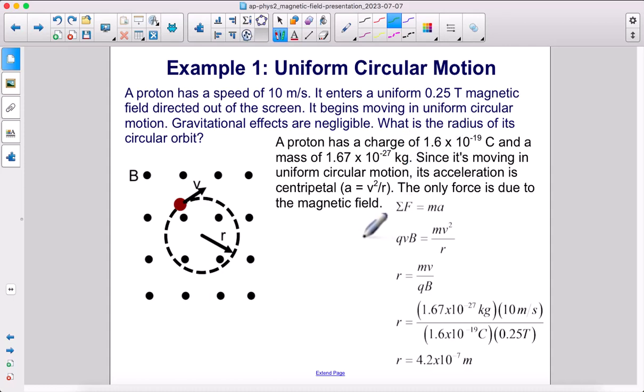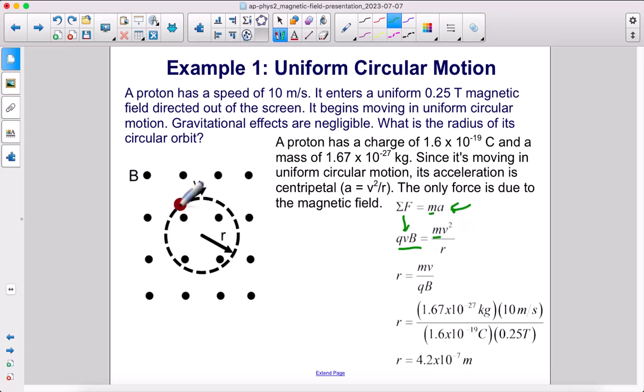Since the proton is moving in uniform circular motion, its acceleration is centripetal. So a will be equal to v squared over r. The only force acting on the proton is the magnetic field. So we're back to Newton's second law, F equals ma. So the net force equals ma. The only force is qvB. And once again, the velocity and the field are perpendicular to each other, so we don't need to worry about sine theta in here. We have mass, and then acceleration is v squared over r.